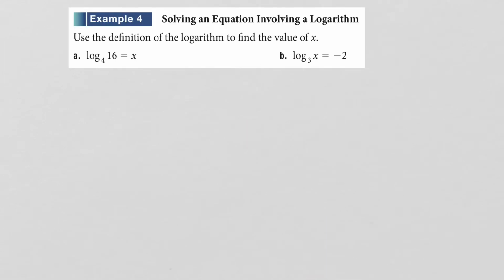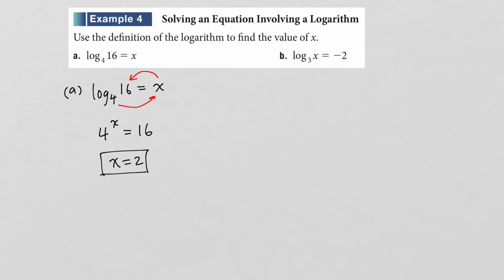Here we're asked to solve an equation involving a logarithm. In the first equation, we have log base 4 of 16 is equal to x. To solve for x, I'm just going to change this into exponential form. So this means 4 to the x power is equal to 16. And from this, quite clearly, x has to be 2, right? Because we know that 4 squared is 16.